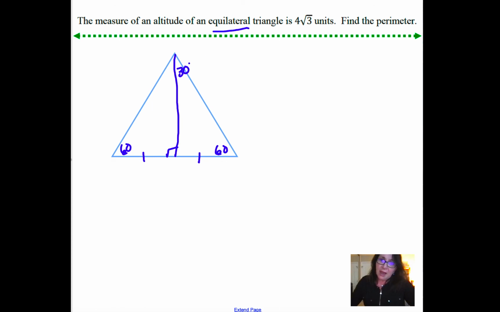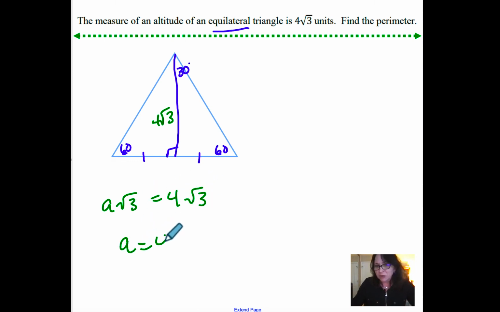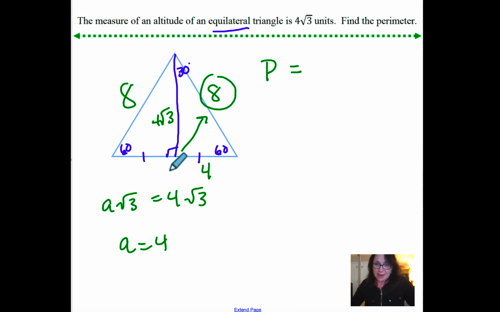And if the height is 4 root 3, so we have 4 root 3 like that, then across from the 60 is a root 3. So you've got a root 3, this value, equal to 4 root 3, which means that a is equal to 4. And a is across from the 30. So there's a, which is 4. And then across from the 90 is twice a, which is 8. So in order to find the perimeter of the equilateral triangle, you're going to add all the sides up. So you have 8, 8, and 8. And then 3 times 8 is 24 units.